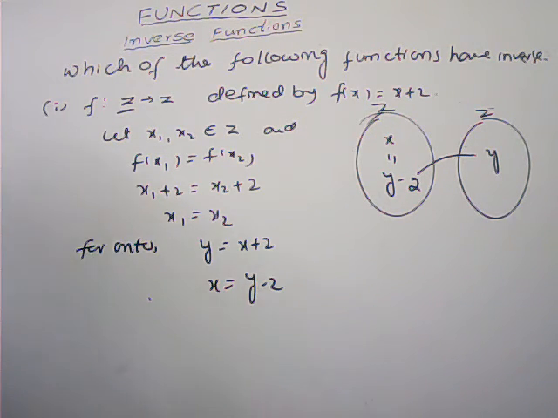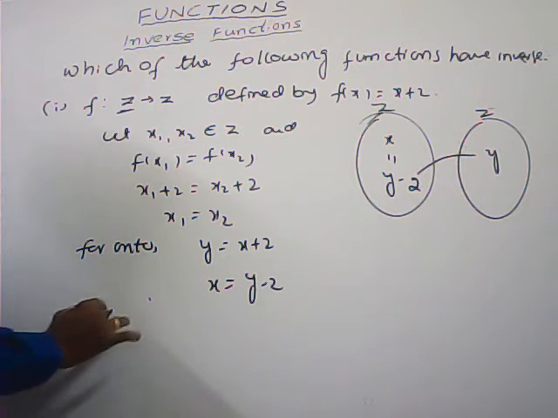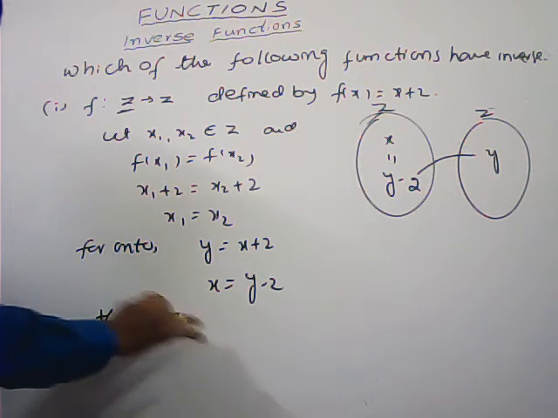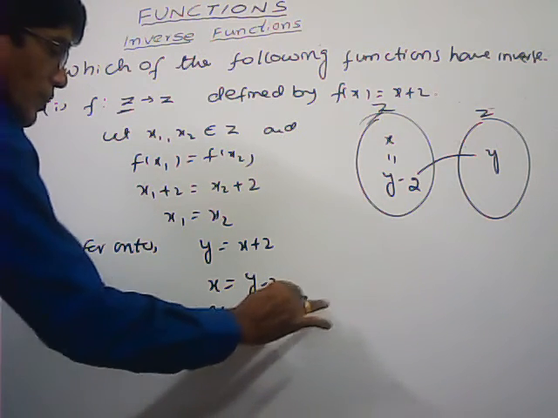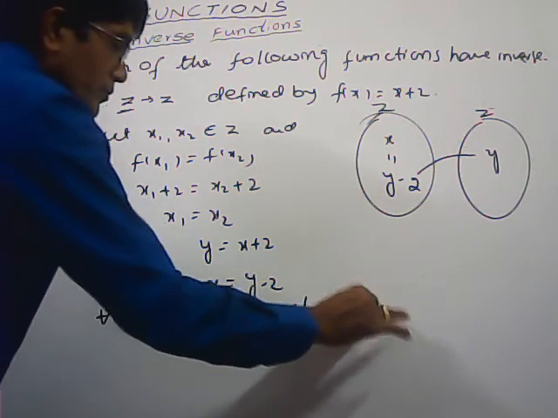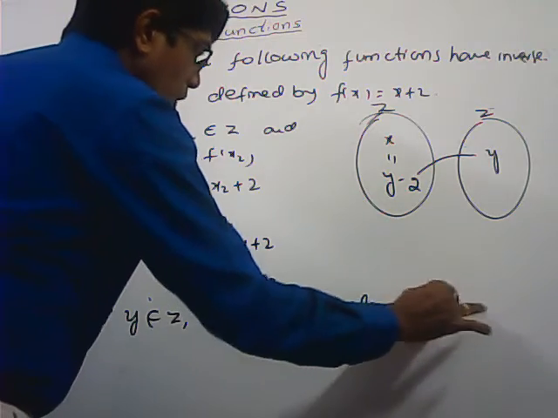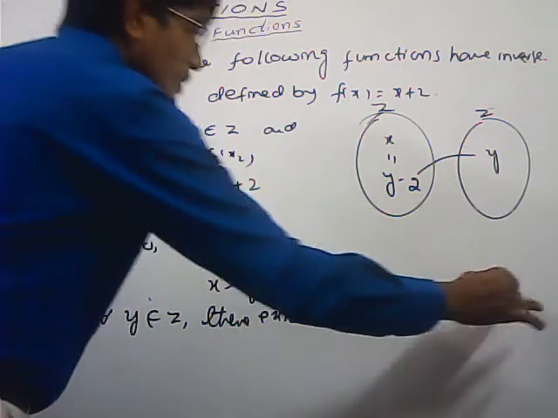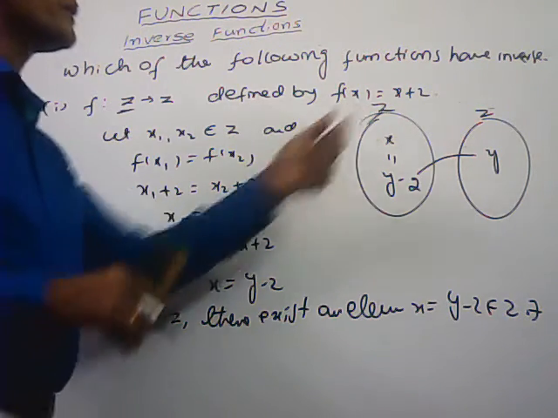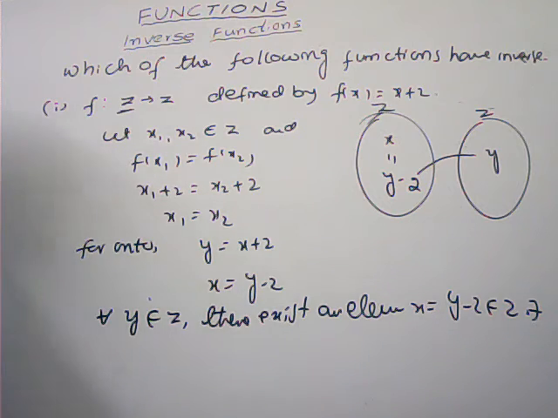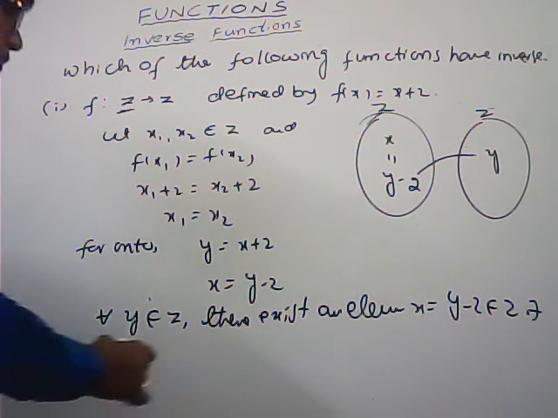But while proving that, we have to write the steps. For every y belongs to Z, there exists an element x equals y minus 2 belongs to Z such that f of x equals y. After knowing that, then only we can write the steps. Here what is the definition of onto? For every y belongs to B, there exists an element x belongs to A such that f of x equals y.